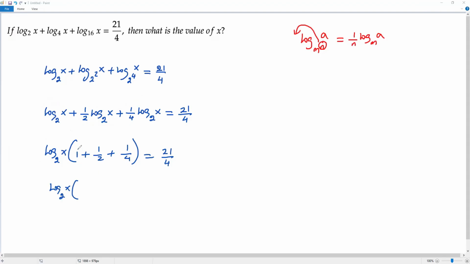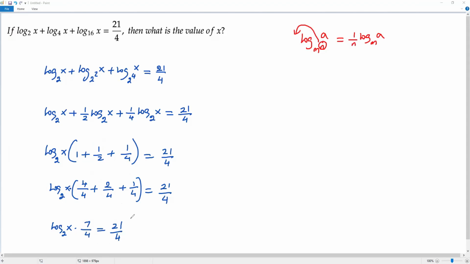What we can do is write this 1 as 4 over 4. Now let's multiply both numerator and denominator of 1 over 2 by 2. Then we get 2 over 4. We can write this 1 over 4 as it is, equals 21 over 4. So log base 2 of x times, here we have the common denominator 4. When I add the numerators 4, 2 and 1, I am getting 7. That is, we get 7 over 4 equals 21 over 4.